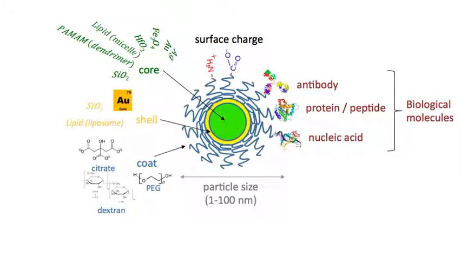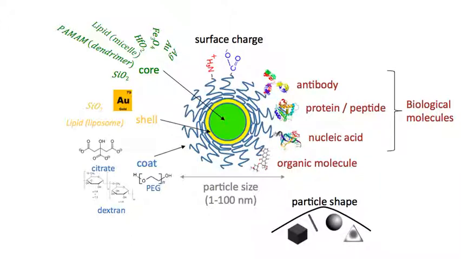Sometimes biological molecules, such as antibodies, proteins, or nucleic acids, are added to the surface of nanoparticles to give the nanoparticles additional properties, such as the ability to recognize other biological molecules. This is useful for developing sensors and targeted medicines. In the case of targeted medicines, the drug molecule can also be added to the surface of the nanoparticle.